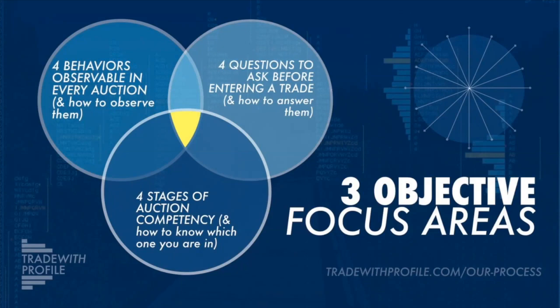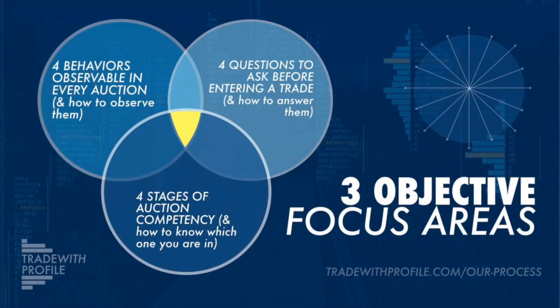Would I be willing to risk 60? Would I be willing to risk 5? What is my risk appetite? What would tell me that I'm right once I put the trade on? So what's the narrative that I built? What would tell me that I'm wrong? Those are the 4 questions. And then the 4 stages of auction competency and how to know which one you're in.